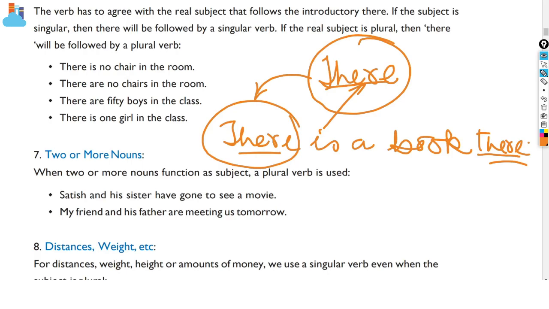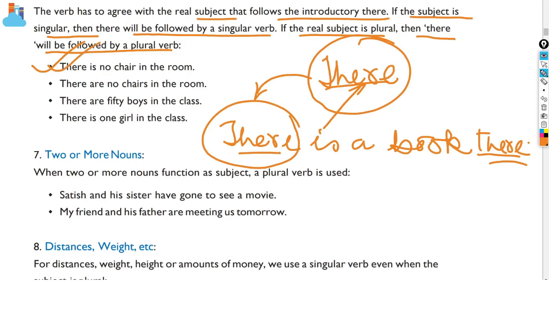Therefore, we'll have to go by that definition too. Now let us see. The verb has to agree with the real subject that follows the introductory there. If the subject is singular, then there will be followed by a singular verb. If the real subject is plural, then there will be followed by a plural verb. I suppose you understood it, and from the example we'll see and justify.